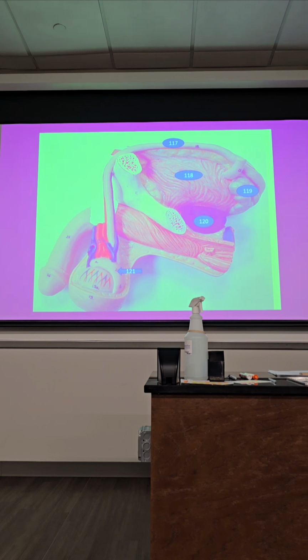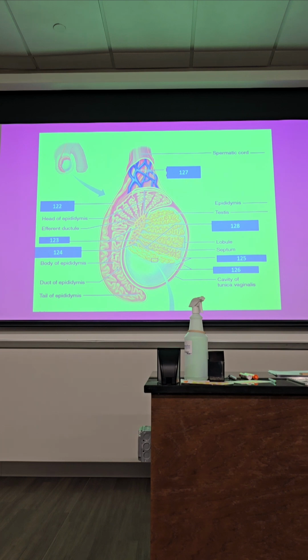What about 121? What about this blue thing right here? Pampiniform venous plexus. What about there? What's this right here? Okay, let's move on. Okay, what is 127 again? Something vague. Blue, pampiniform venous plexus.